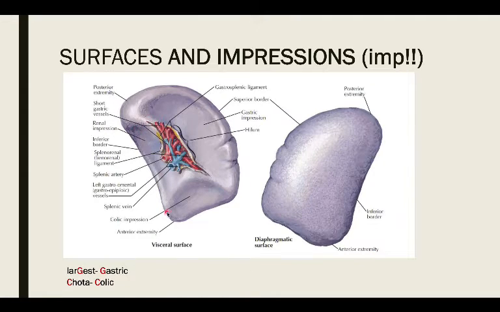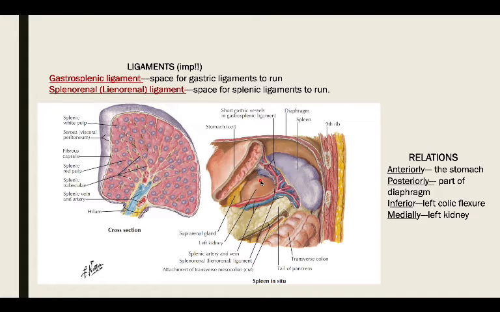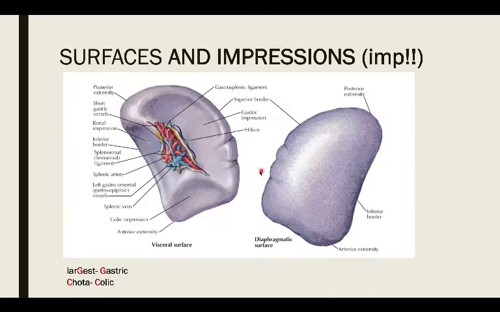Then you have one more impression, and that's because of this left kidney right here pressing against the spleen, and that's going to form this renal impression. So remember, there are three impressions on the visceral surface. There is the largest, that's the gastric impression. Then we have the small chota or colic impression because of the left colic flexure, and then we have the renal impression because of the left kidney.